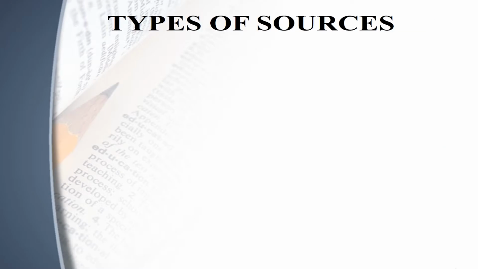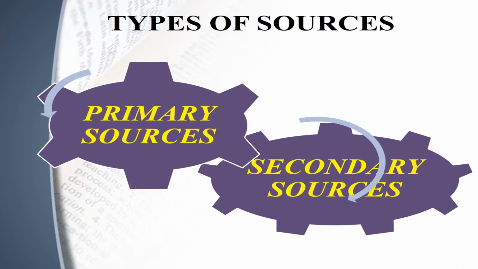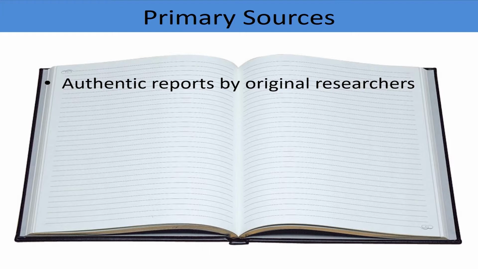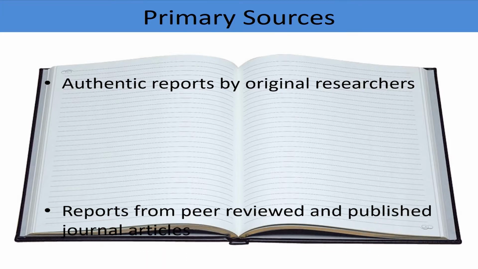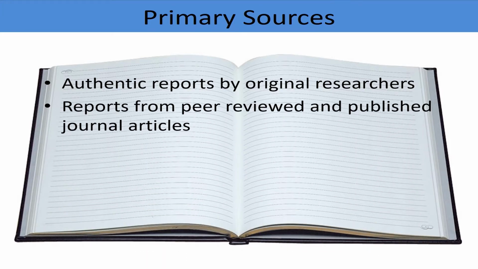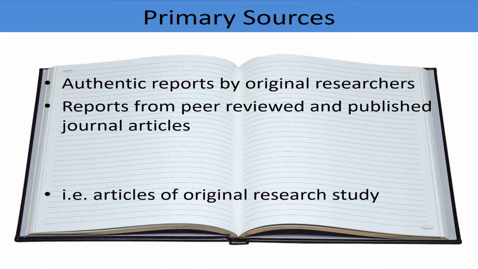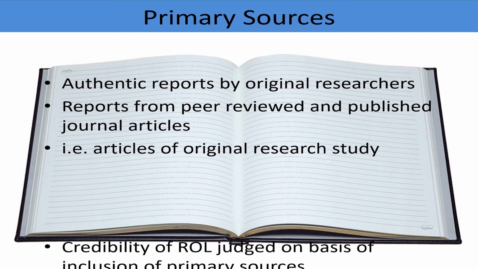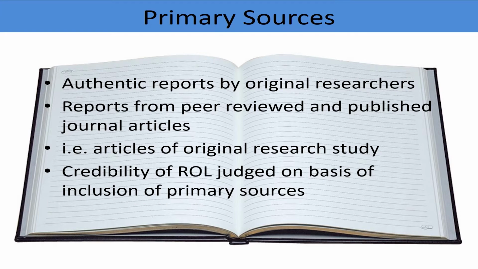There are two main types of sources of literature review: the primary sources and the secondary sources. Primary sources are the authentic reports written by original researchers. These are the reports drawn from peer-reviewed and published journals. In other words, these are the research articles written by researchers who had conducted the original research study. The credibility of literature review is judged on the basis of inclusion of studies mainly from primary sources.